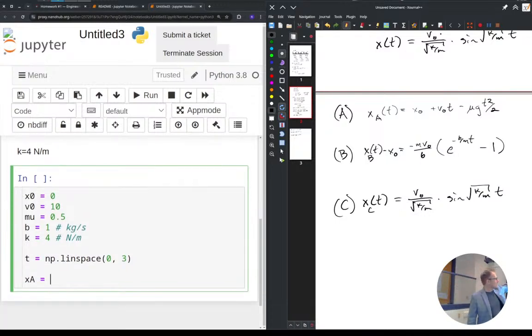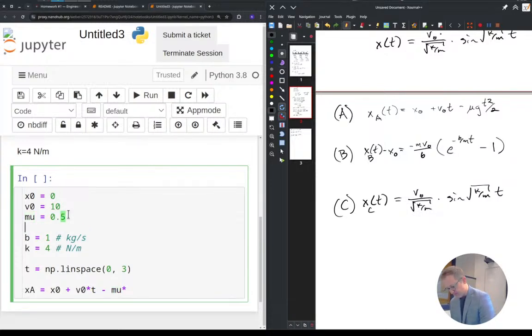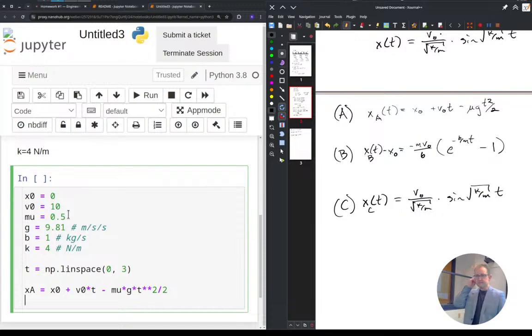And now that I've set up my variables the same way that they're set up in my handwritten equation, it's just writing out that function as a block of code. So I can say that it's x0 plus v0 times t minus mu. I guess I should write g in there too. So mu g, t squared over 2, cool.